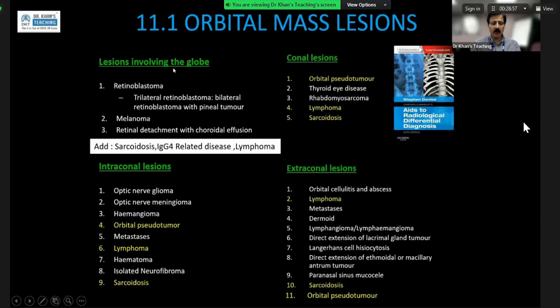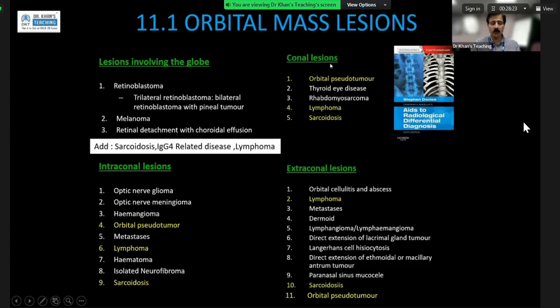And those lesions which are arising from the globe, then intraconal. Now, what is the cone? Cone is the muscles surrounding the orbit. Intraconal means something which is inside it. Of course, optic nerve and nerve sheath is inside it, and there is orbital fat also inside it. So these are intraconal lesions.